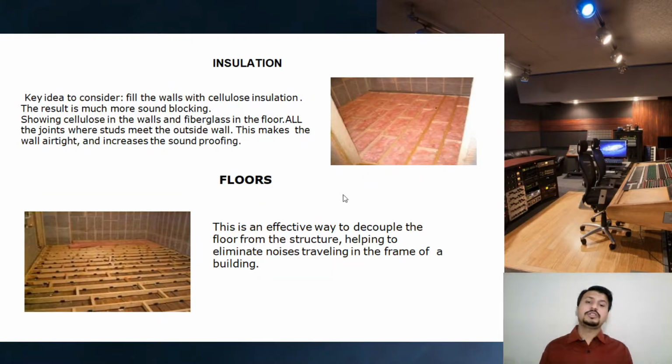Now, if we talk about the insulation and the floors, the key idea is to fill the wall with cellulose insulation. The result is much more sound blocking, showing cellulose in the wall and fiberglass in the floor. Seal all the joints where studs meet the outside wall. This makes the wall airtight and increases the soundproofing.